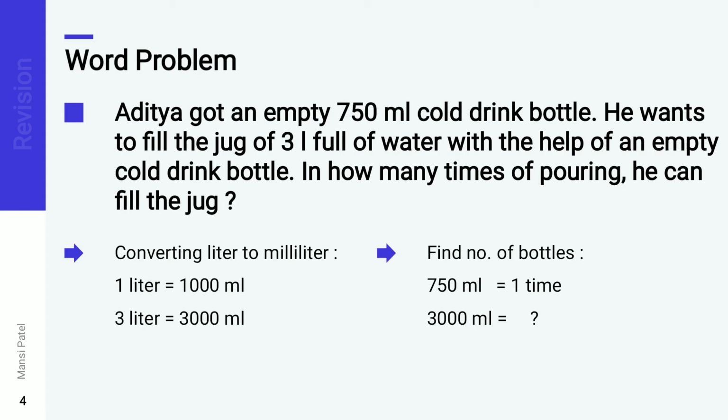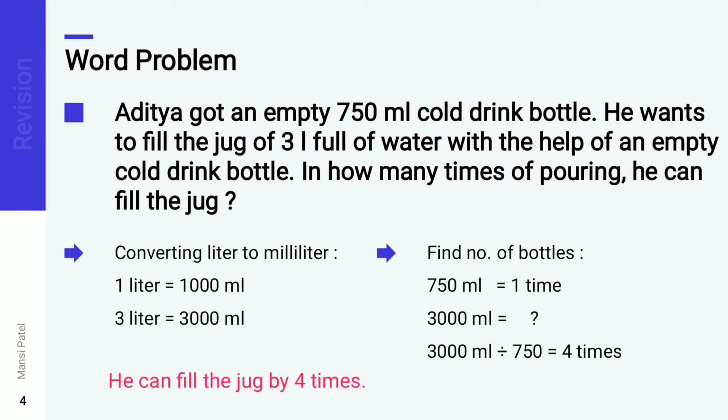So see here, you have to do the multiplication of 3000 multiplied by 1. 3000 multiplied by 1 as it is, and then the 750, that is the remaining. So this 750 you have to write down in the division. Do the division: 3000 divided by 750. How many times are there? Yes, 4 times. So we can say that he can fill the jug in 4 times of pouring.